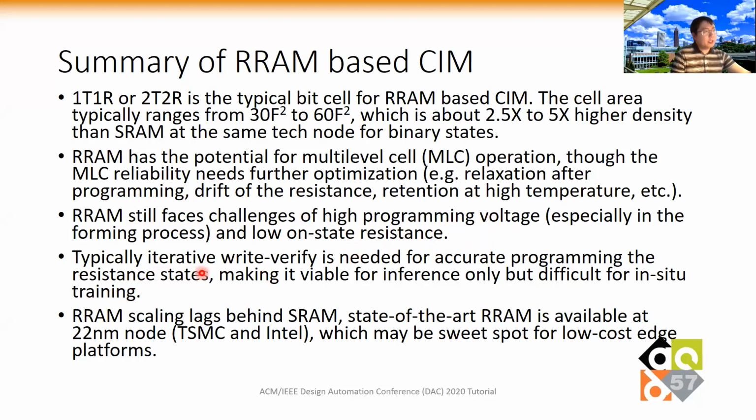And typically, iterative write-verify is needed to accurately program the RRAM states. This is okay for an inference-only design because you only need to do it one time. This will be difficult for in-situ training where you need to frequently change the states. RRAM scaling is next behind SRAM. State-of-the-art RRAM is available at the 22 nanometer node, for example, from TSMC and Intel. But this may be a sweet spot for low-cost edge platforms.